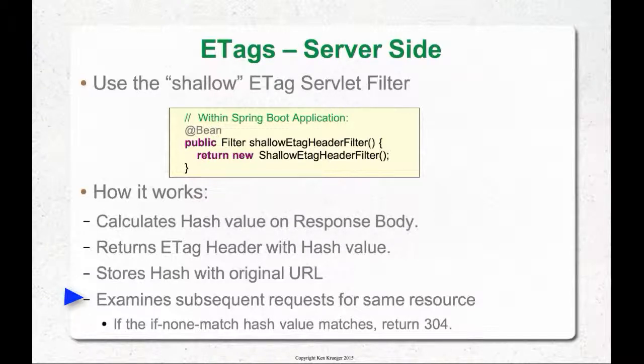Now, if the request contains the if-none-match header with a hash value, it will double check before it returns to see if there is a match of the hash value that it already sent. If so, it returns a 304 with no content. Otherwise, it returns a 200 with a response body. So again, this is a shallow etag. It does not reduce server-side work. It only economizes network load between the client and the server.